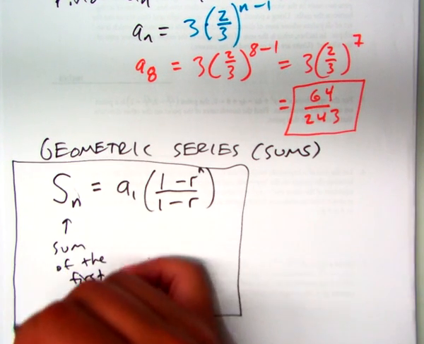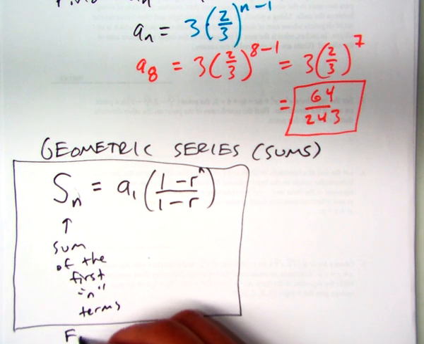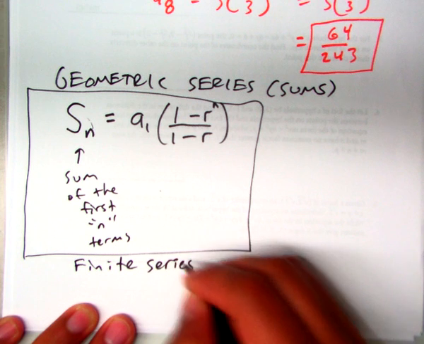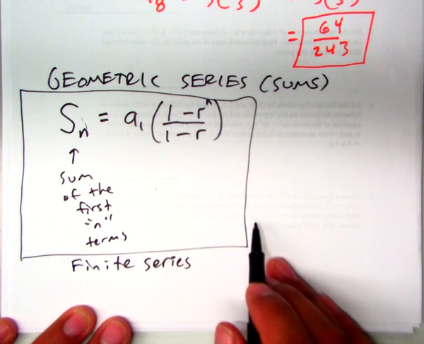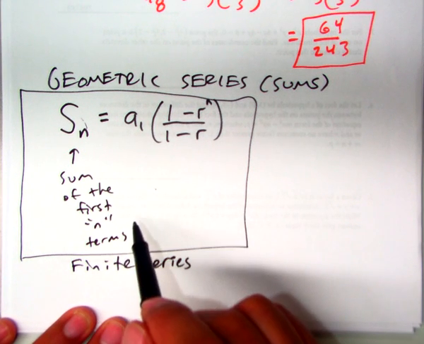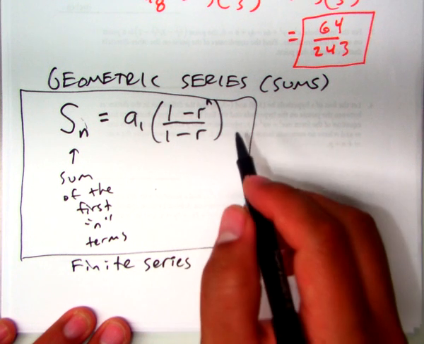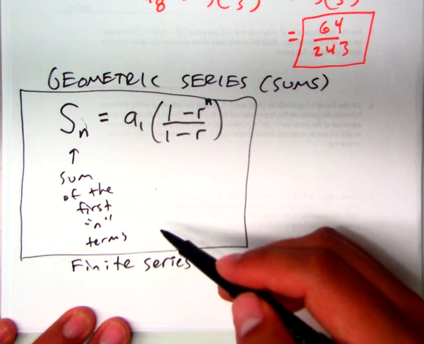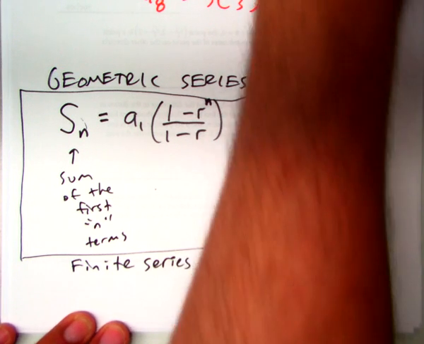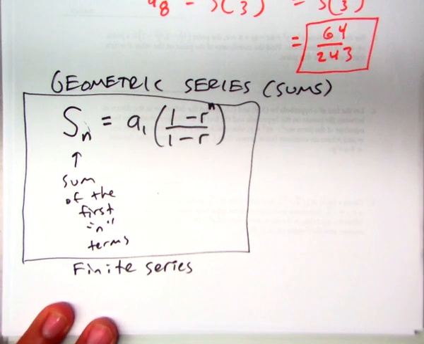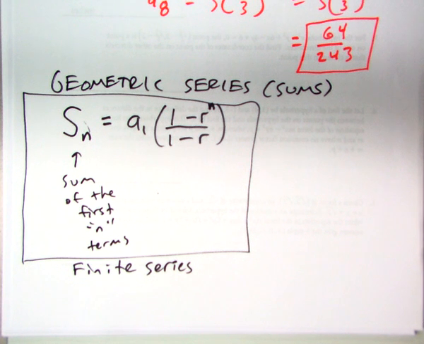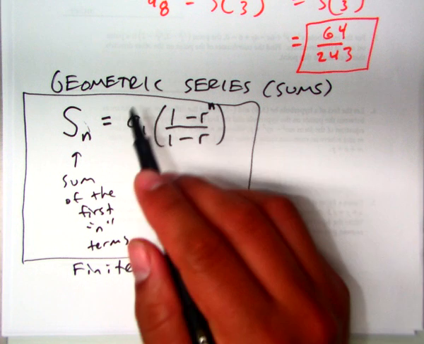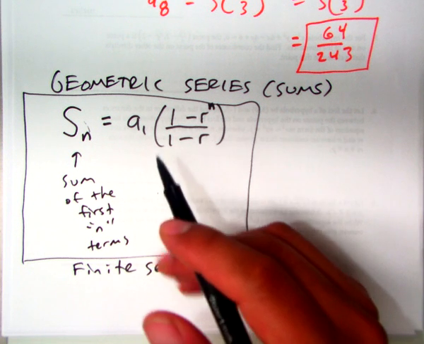This is only used for a finite series. So you're never going to be asked to find the sum of an infinite series using this formula. But this formula will help you for a finite series. Certainly the 2, 4, 8, 16 example, 2 plus 4 plus 8 plus 16, we could do by hand. We could also plug it into this formula. But this is more useful for geometric series where we have a lot of terms and we don't necessarily want to add them all up.